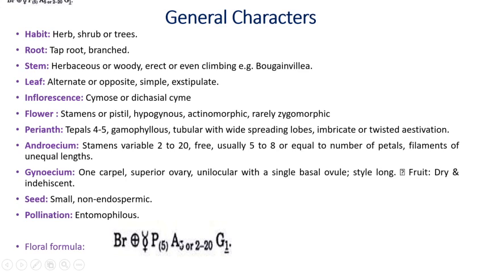Androecium: 5 or 2 to 20. In some members you will get 2 to 20 or many stamens. Gynoecium monocarpellary, superior ovary. Now in this floral formula, Br stands for bractate. That means a small leaf-like structure is present at the base of the flower.